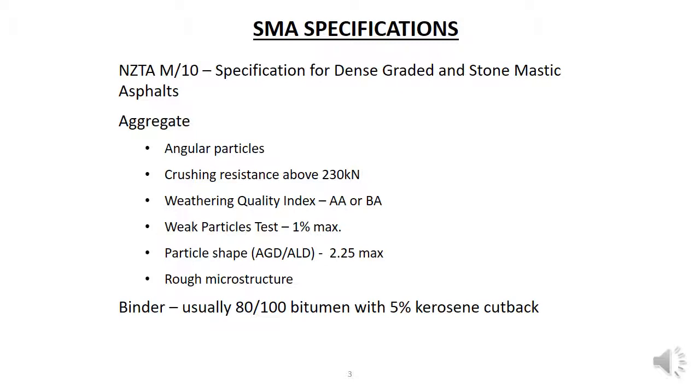The requirements for stone mastic asphalts are also set out in the NZTA M10 specification for dense graded and stone mastic asphalts. The requirements are very similar to that for chip seal chips, in that the aggregate needs to have angular particles, crushing resistance above 230 kilonewtons, which is the same as for sealing chip, weathering index AA or BA, 1% maximum of weak particles, particle shape, that is the average greatest dimension over the average least dimension, of a maximum of 2.25, and a rough microstructure.